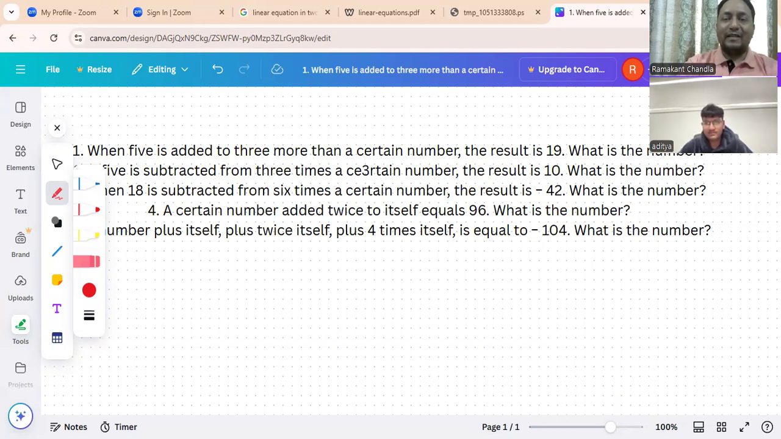I'm fine too. Let me first give my introduction. My name is Ramakant. I have been teaching maths for the last 15 years. I have students across the world, like the UK, USA, Canada, Malaysia, Singapore, Dubai, and now I'm adding you.